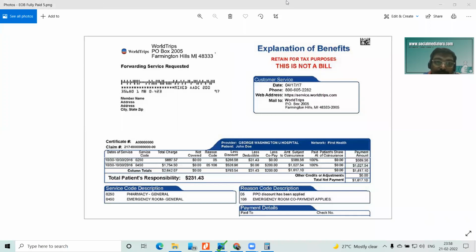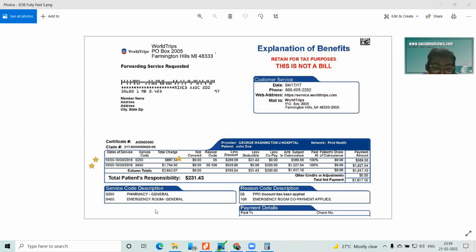Okay, here you have the insurance. This cannot be used for tax purposes. This is not a bill. The member name and other details, and so on. Here you have the date of service, code, and here again you have the total charges, not covered, reason for not covered, everything is there. But this is a fully paid amount.